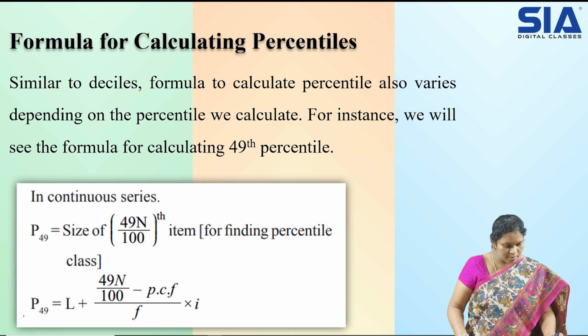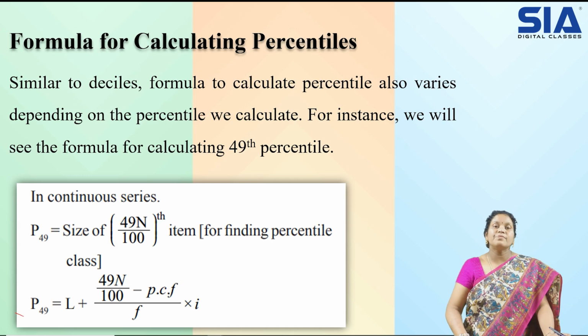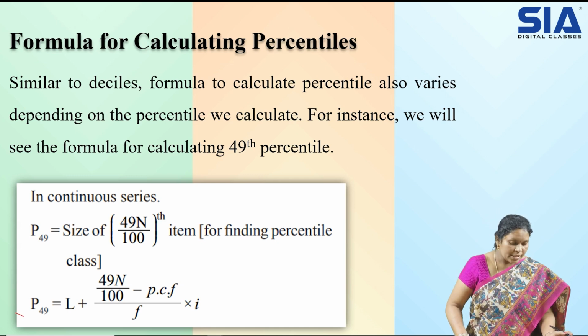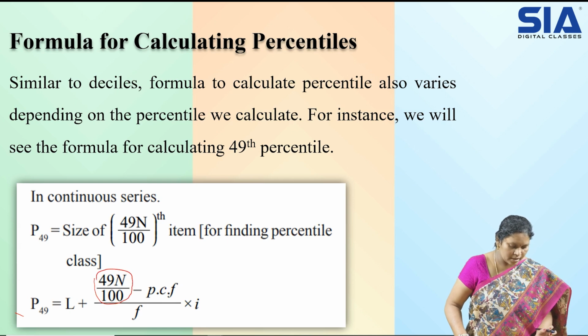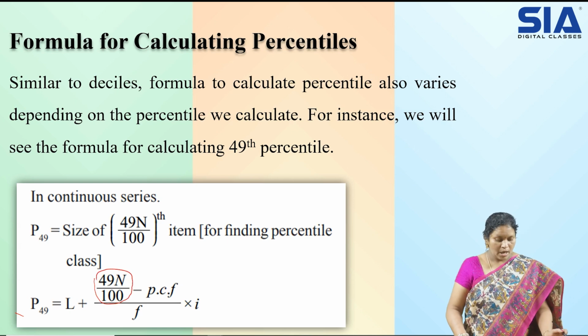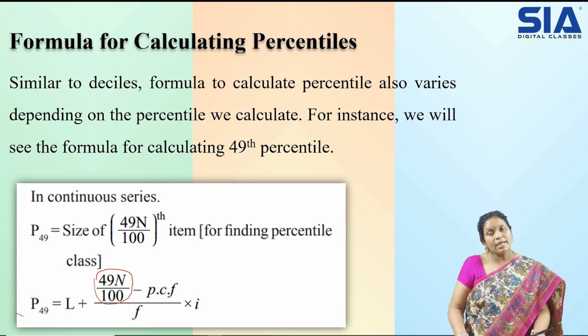Again the formula is the same. Check how we have just now discussed for decile. Same formula. Instead of the second term, whatever you have to replace, use 49 into n by 100th value minus PCF by f into I, which is the same.